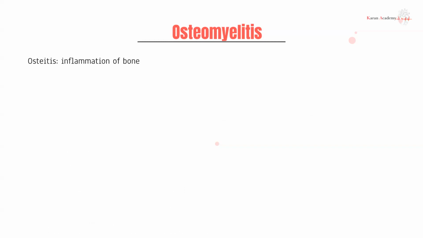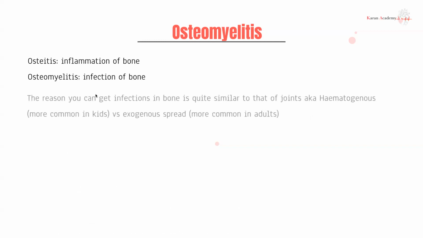With osteomyelitis, two points of distinction. So osteitis is inflammation of the bone, which can be because of a lot of reasons. Osteomyelitis is infection of the bone. Again, osteomyelitis will present with osteitis because osteitis is just a very non-specific term. Obviously, infection is going to come hand in hand with inflammation. The reason you can get infections in bone is quite similar to that of joints. So again, can be hematogenous, which is more common in kids, versus exogenous, which is more common in adults.